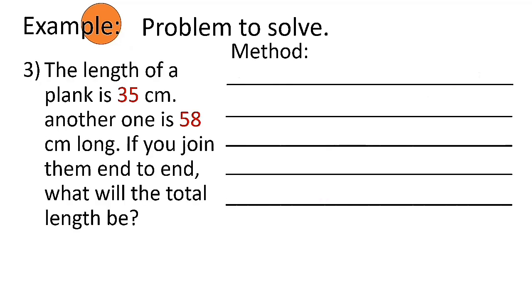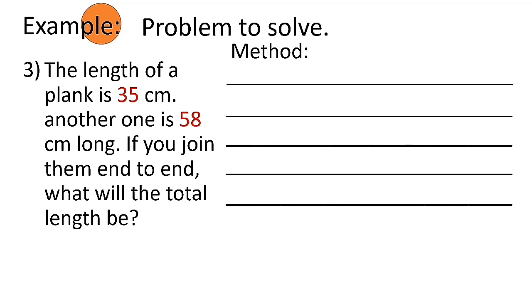Okay, let's proceed to another example. Number 3. The length of a plank is 35 cm. Another one is 58 cm long. If you join them end to end, what will the total length be? Again, the length of a plank is 35 cm. Another one is 58 cm long. If you join them end to end, what will the total length be?